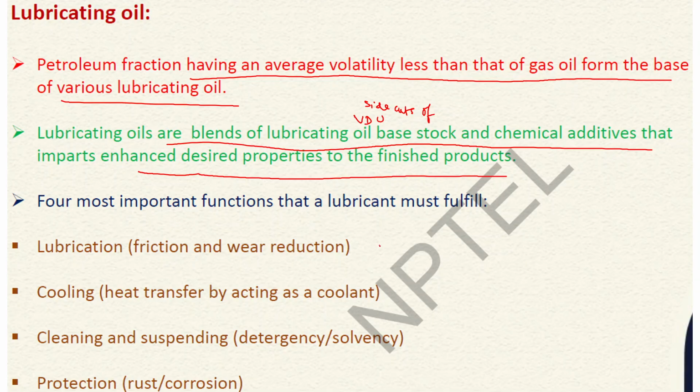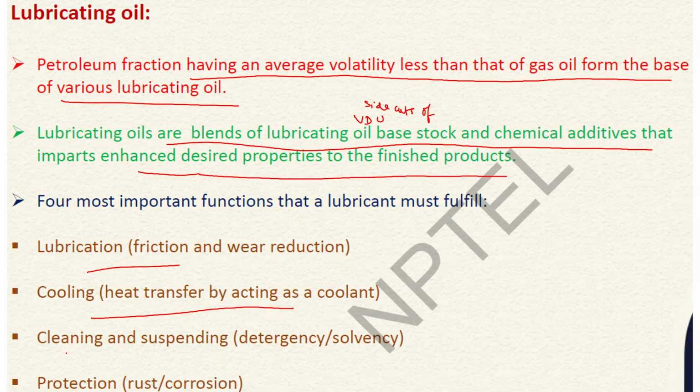The four most important functions that a lubricant must fulfill: first, lubrication, that is friction and wear reduction. Lubrication is done to reduce the friction between two moving parts and to reduce the wear. Then cooling, heat transfer. During the contact of the two moving parts, a huge amount of heat is generated, which is also cooled by using this lubricating oil. It acts as coolant to dissipate this large amount of heat generated by the moving parts of a machine.